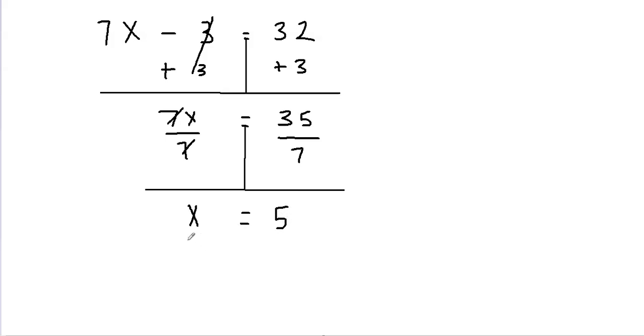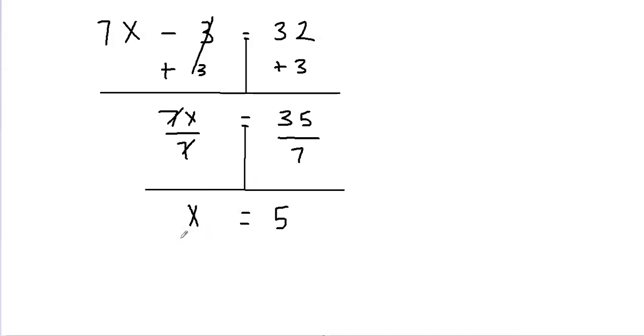You got x by itself, and we solved this problem in two simple steps. The first step is to remove the number that is added or subtracted to the variable, so we added 3 on both sides. And the second step is to get x by itself by eliminating the coefficient, the number that is attached to x.